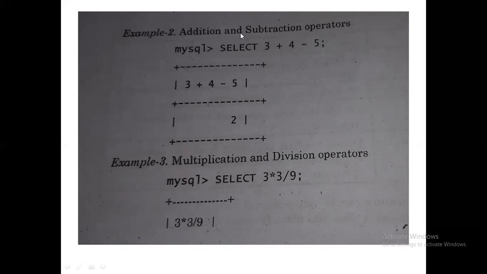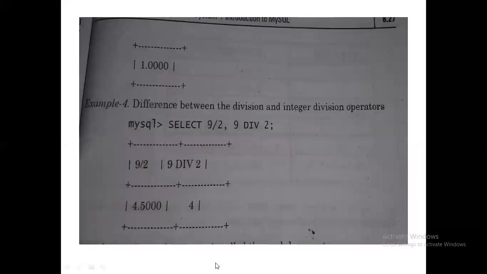Next example is addition and subtraction operator. You can directly write SELECT 3 + 4 - 5. It will give you output 2. Multiplication and division operator: SELECT 3 * 3 / 9. So this is the output. In this way also you can use the arithmetic operator in any select statement.